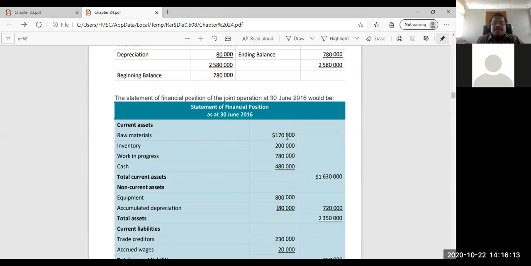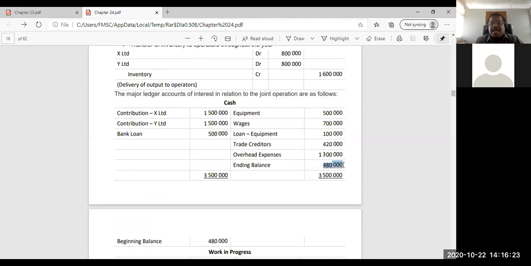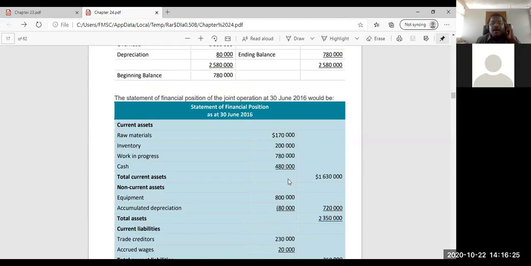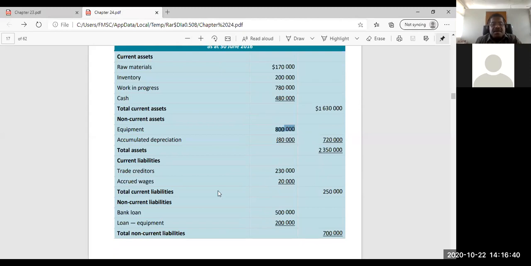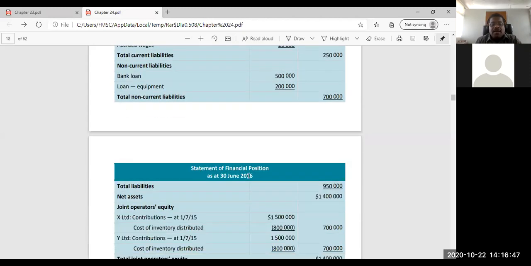Raw material 170, inventory 200, work in progress 780, cash 480. Cash 480 is the balance here, cash. And these are taken from the entries. 780 is the closing balance of the work in progress. Then you have equipment and we have depreciated it. You know the depreciation. Then trade creditors, accrued wages, and bank loans and loan equipments and total non-current liabilities.